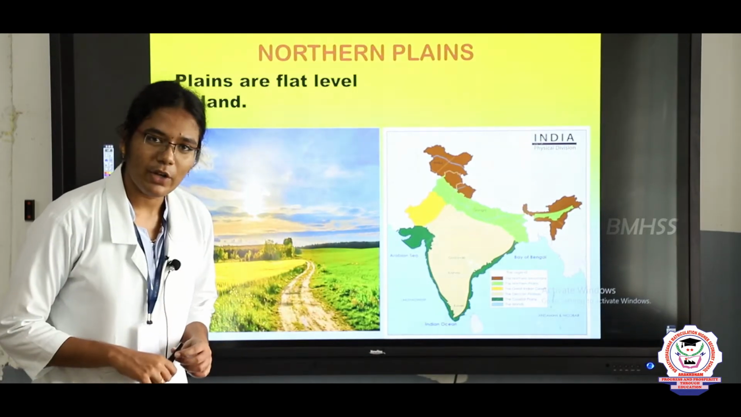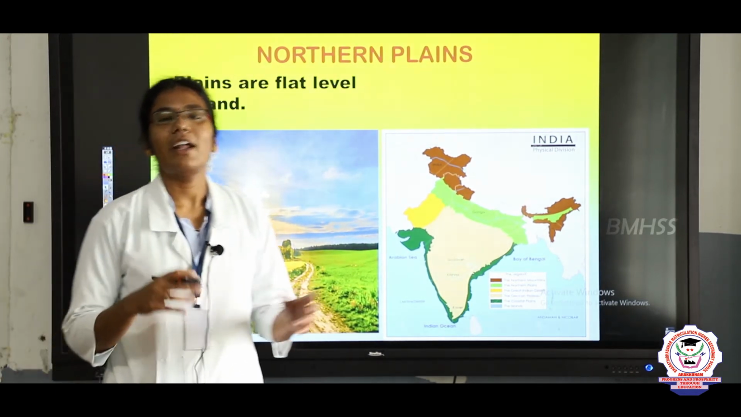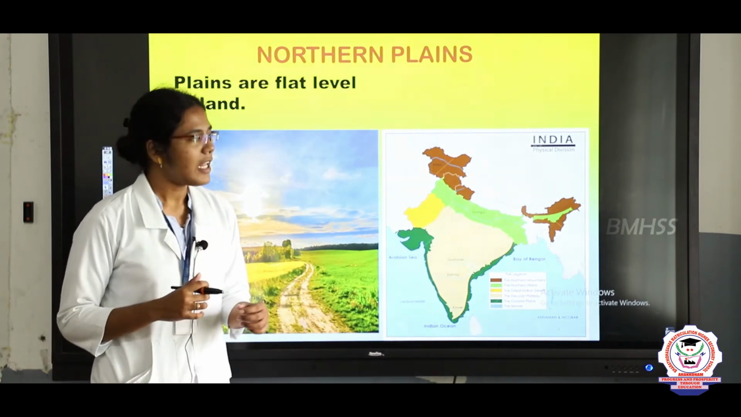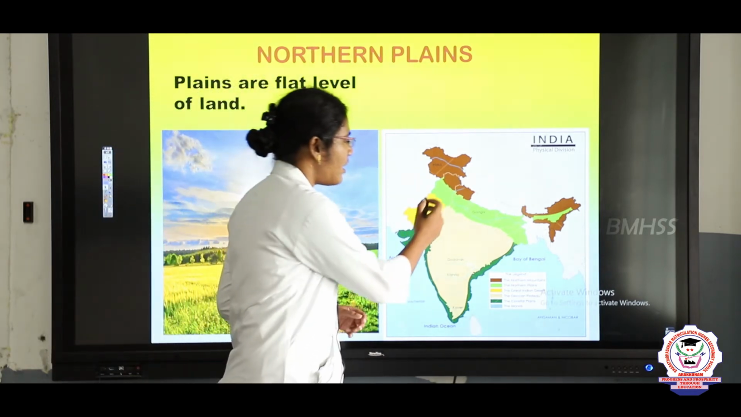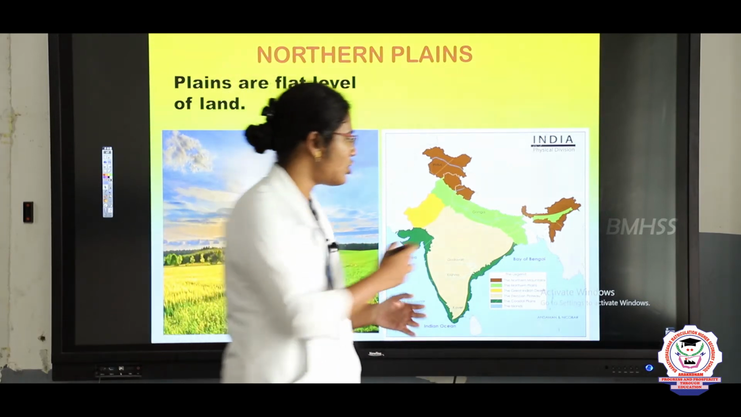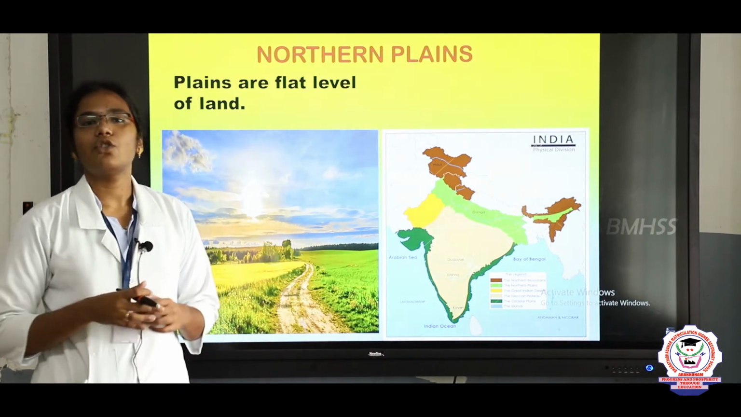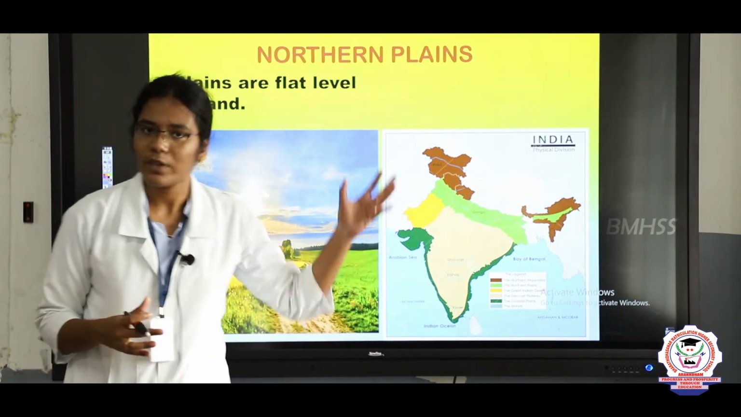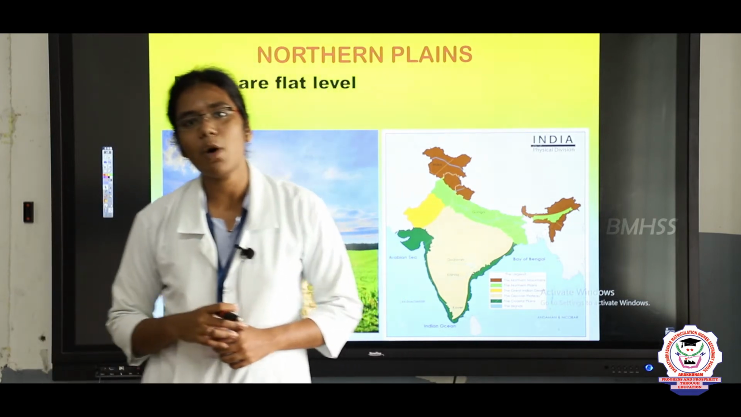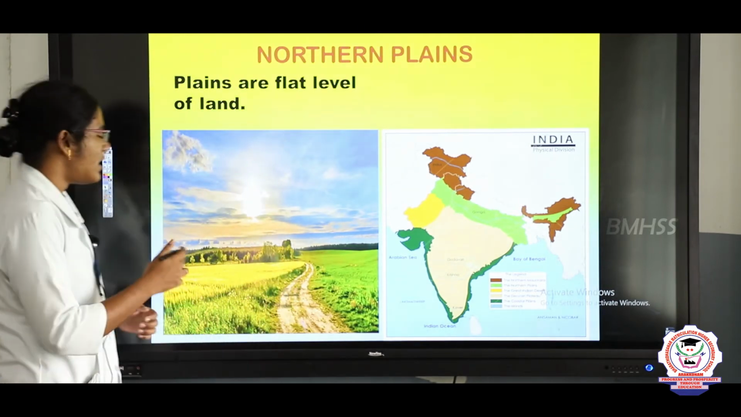The second topic we are going to see is plains. What is meant by a plain? Plains are a vast stretch of land. They extend from Punjab in the west to Assam in the east. Nearly 70% of wheat is produced from the northern plains. The northern plains are also called the rice bowl of India.